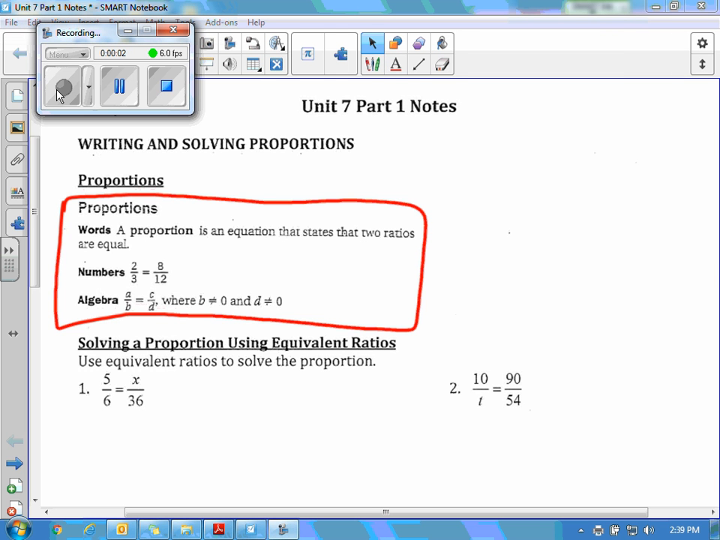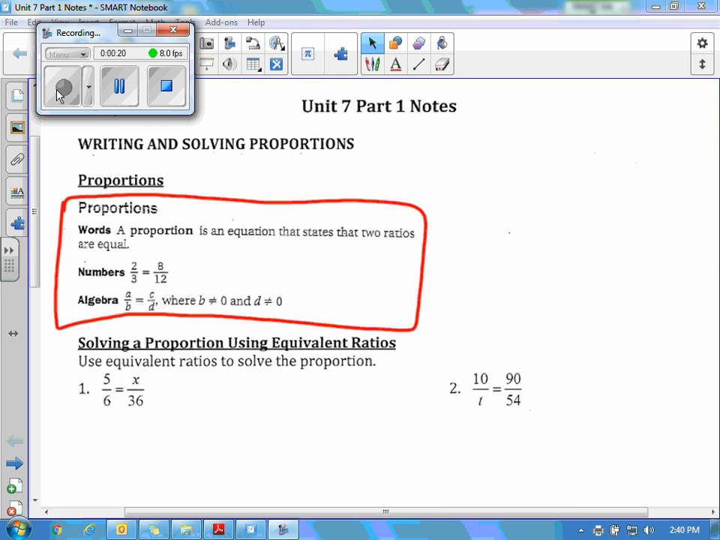In Unit 7, we are looking at proportions: solving proportions, writing proportions, and using proportions to apply them to real-world problems. In Unit 7, Part 1, we're looking at two different ways we can solve proportions, and we're going to do some word problems to go along with them. The first thing, though, is just a definition of what a proportion is.